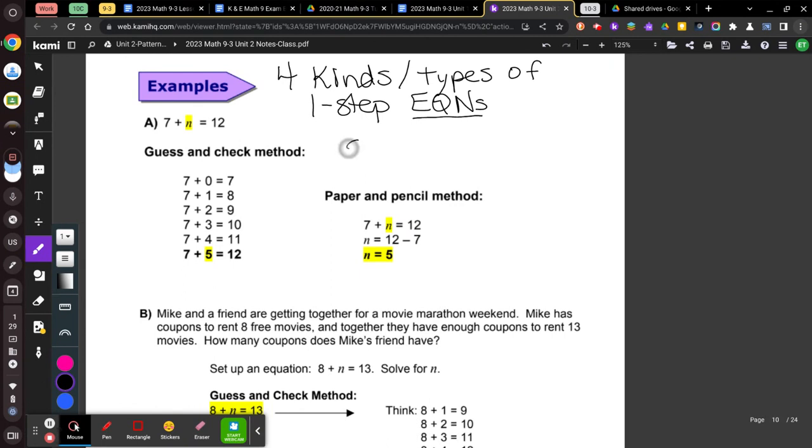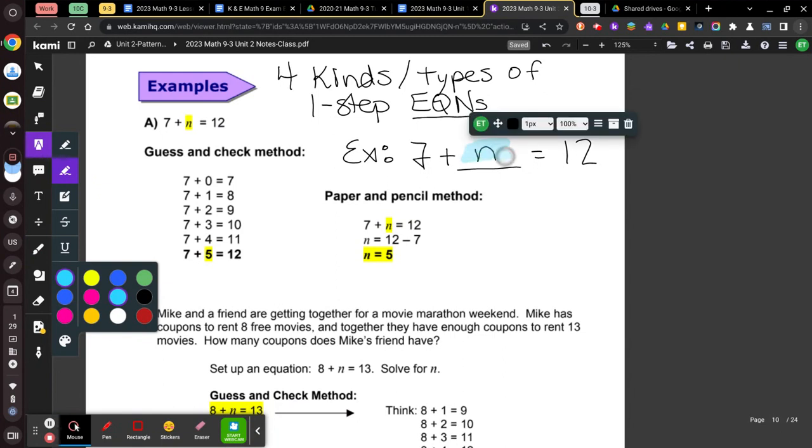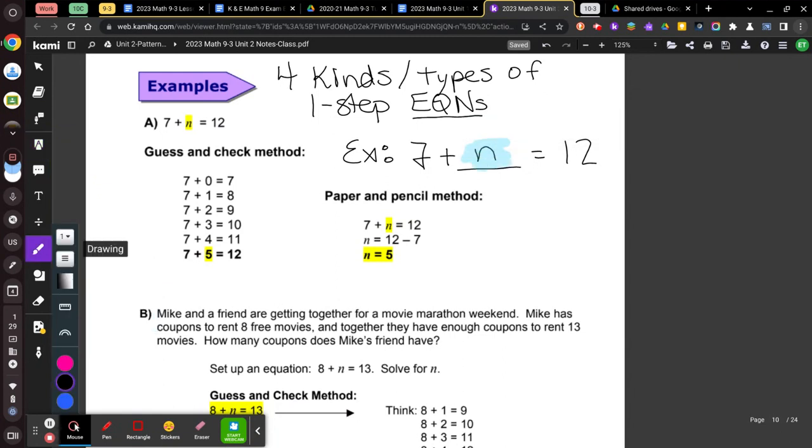In this example, we've got 7 plus your unknown, they labeled it letter N, equals 12. So we're trying to fill in the blanks and solve for this unknown letter. They're doing it by one method called guess and check, and then we've got our pencil and paper method. When we guess and check, that's when we use our calculators and we try to find any number that we can add to 7 that'll give us 12.